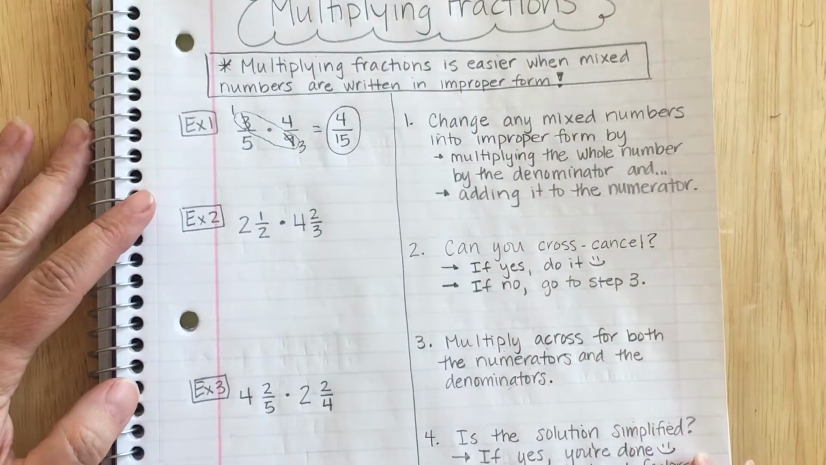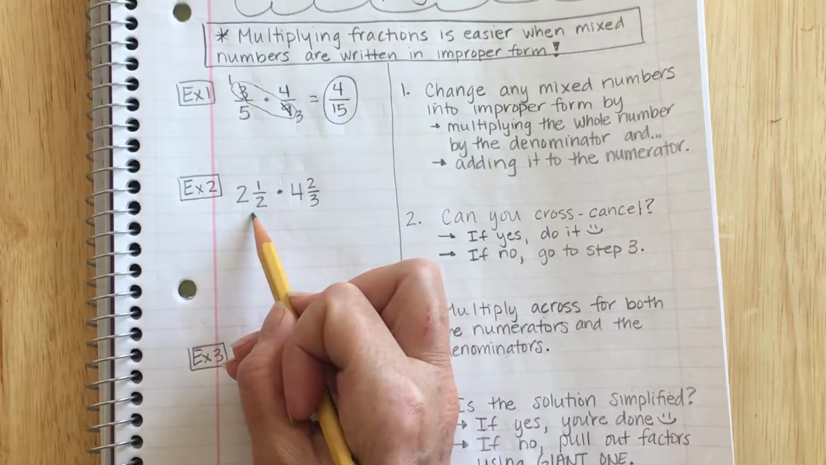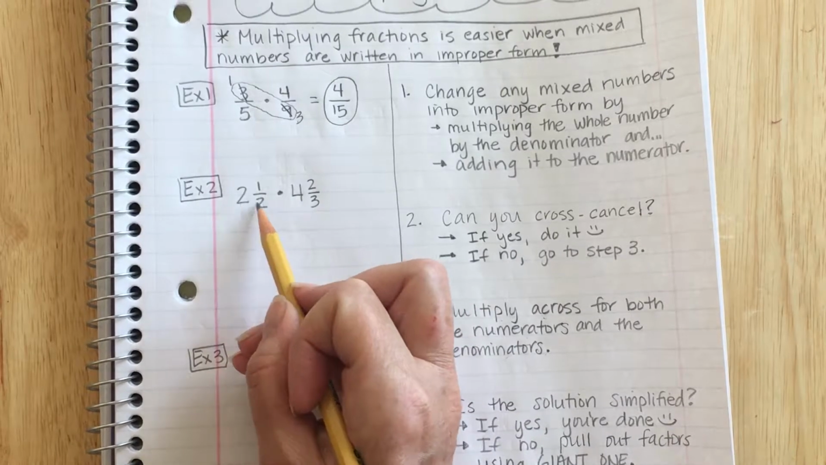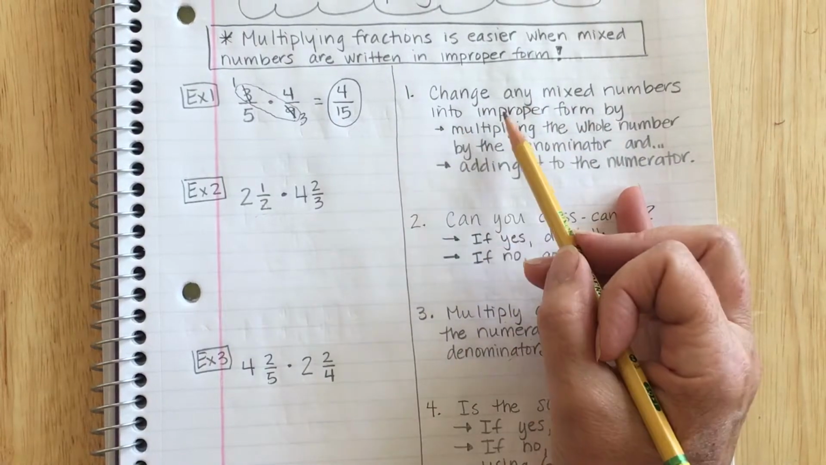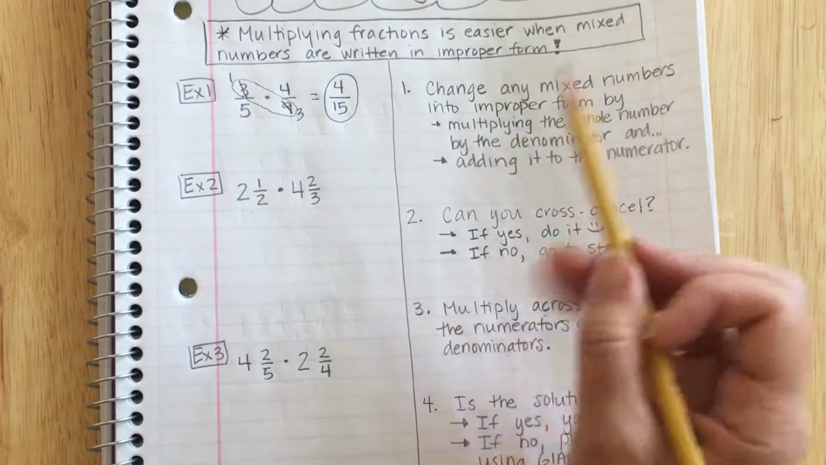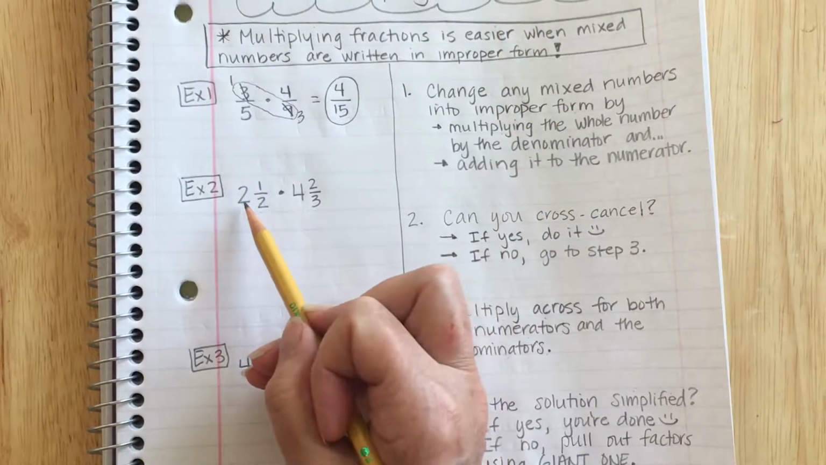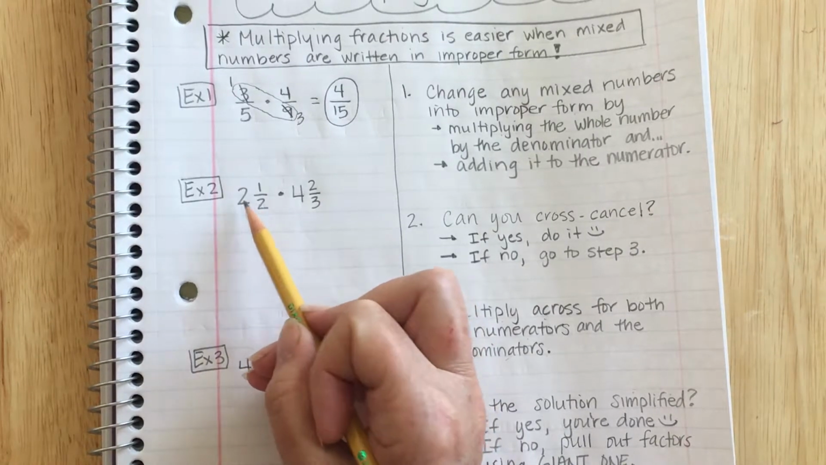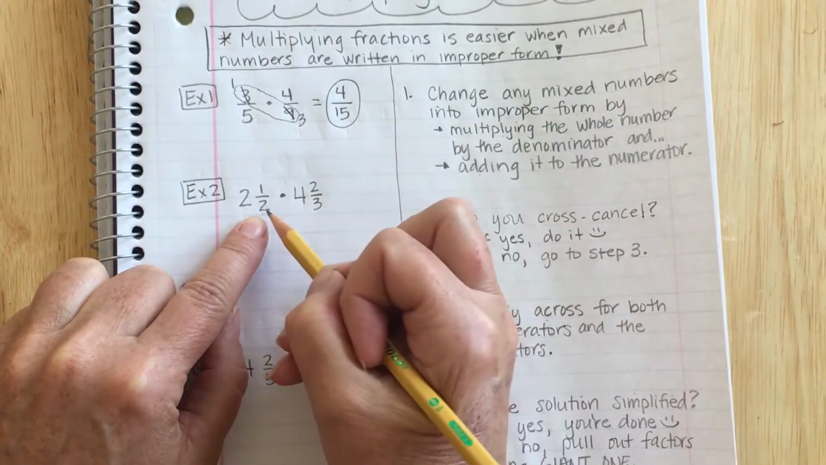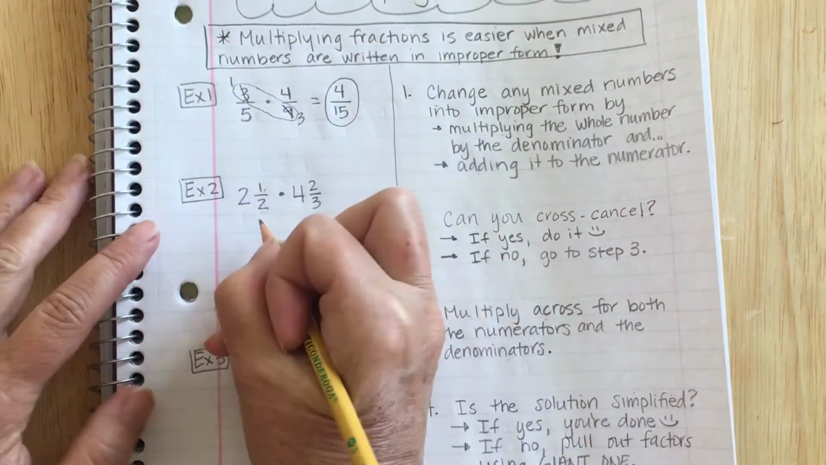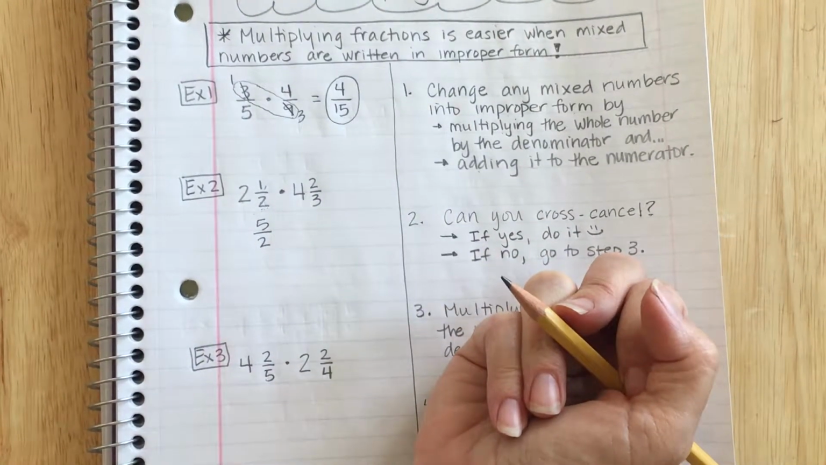Let's go ahead and take a look at example number 2. Example number 2 has mixed numbers. A mixed number, remember, is a fraction and a whole number together. So the first thing I need to do is change any mixed numbers into improper form. I'm going to multiply the whole number by the denominator. 2 times 2 is 4. Then I need to add it to the numerator. So I have 4 plus 1 is 5. And then I keep the denominator. Remember, I always keep my denominators.